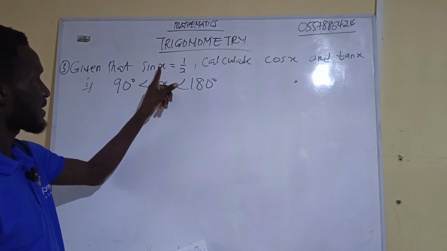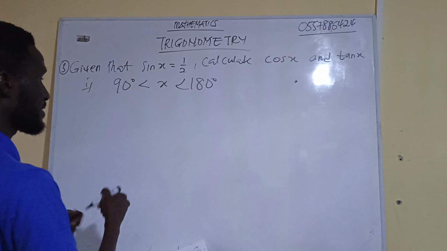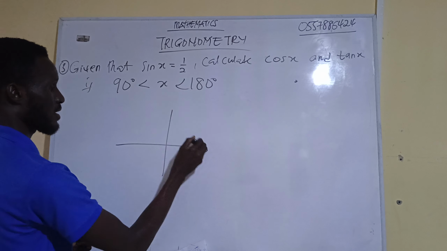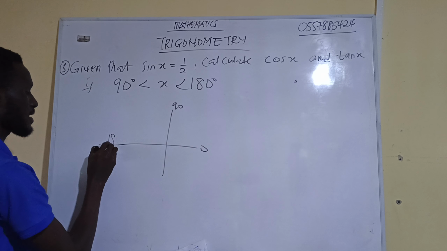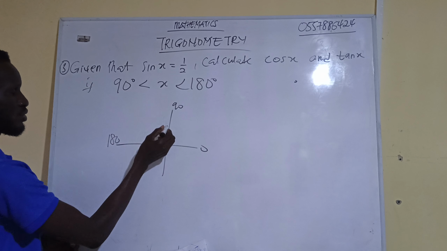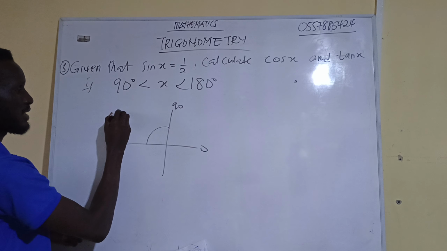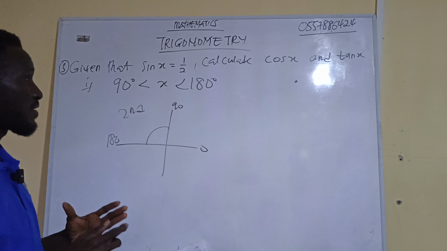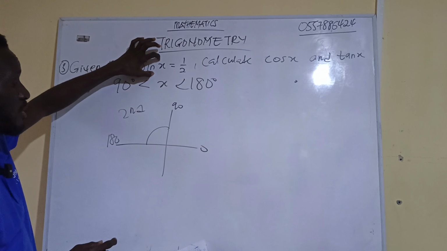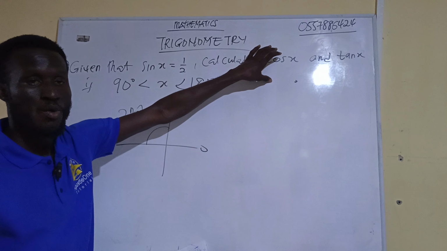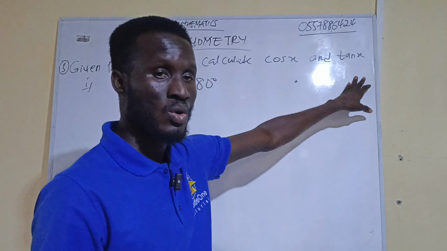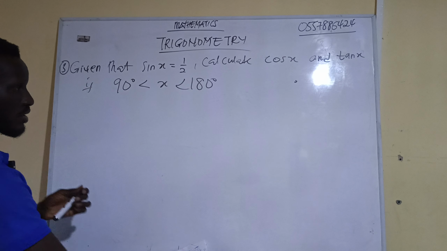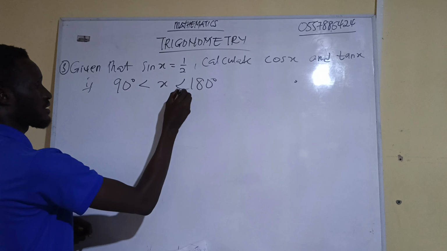Now look at the x. The angle x is between 90 and 180. When we say x is between 90 and 180, what does it mean? Here is 0, here is 90, here is 180. Since x is between 90 and 180, it means it is in the second quadrant. In the second quadrant, don't forget that only the sine is positive. So the cosine will be negative, the tangent will also be negative. So what we have to do is indicate our right-angled triangle.